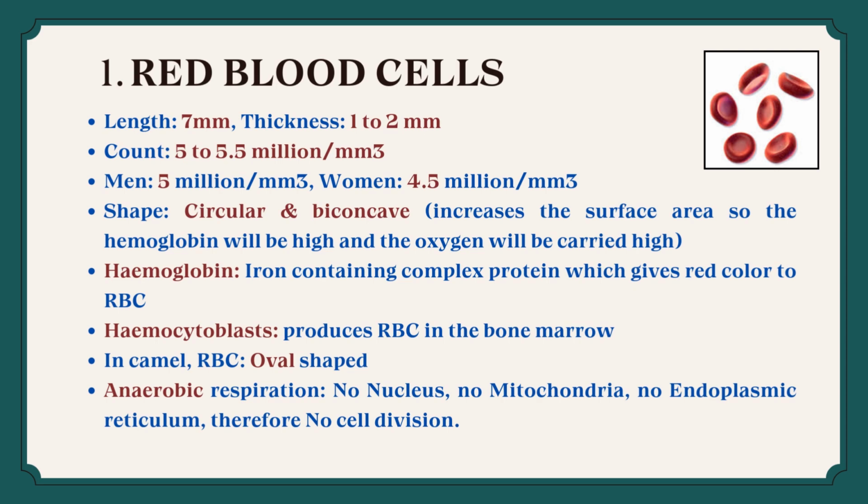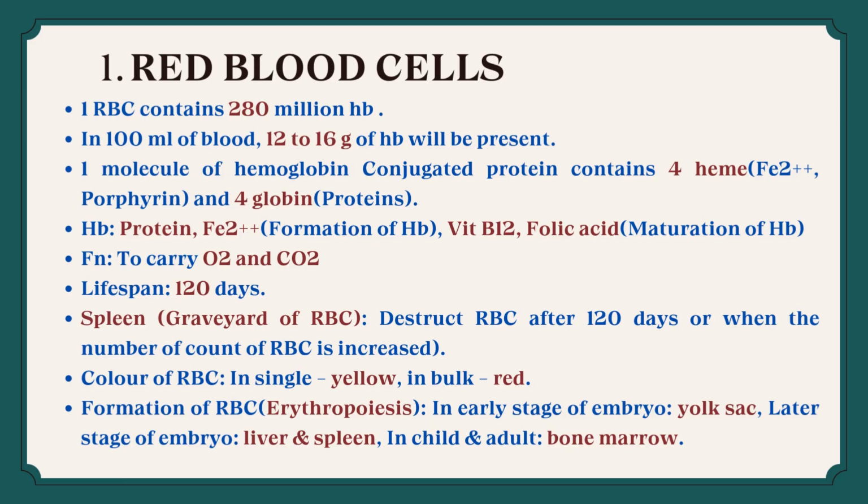Hemoglobin is the iron-containing complex protein which gives red color to the RBC. Hemocytoblast is the cell which produces red blood cells in the bone marrow of humans. In camels, RBC is oval-shaped. Red blood cells use anaerobic respiration as they contain no nucleus, no mitochondria, and no endoplasmic reticulum, and therefore no cell division will occur. One RBC contains 280 million hemoglobin molecules.